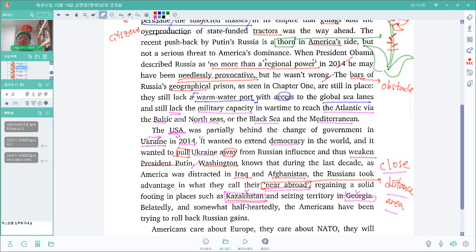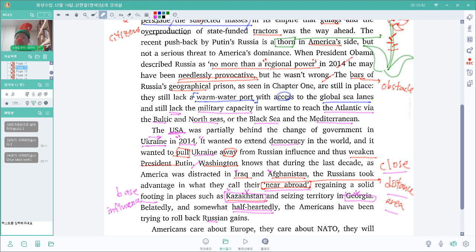And while America was busy with the situation in Iraq and Afghanistan, Russia tried to take advantage of this situation, and Russia tried to gain some footing, some base or some influence in such areas like Kazakhstan and Georgia. And belatedly, somewhat half-heartedly, Americans have been trying to roll back Russian gains.